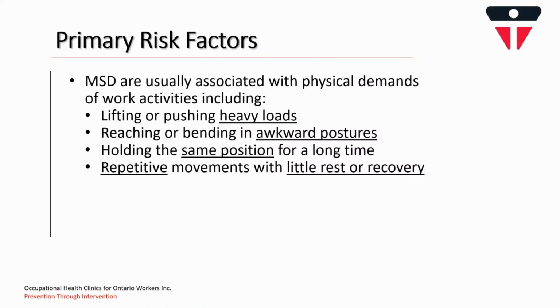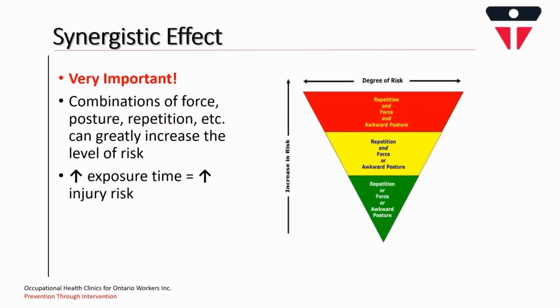So the primary risk factors are generally associated with the physical demands of work activities or just activities in general. Things such as lifting or pushing heavy loads, reaching or bending in awkward postures or deviating from neutral, holding any posture or any position for an extended period of time without rest and without movement, and repetitive movements with limited rest or recuperation time. And it's really important to recognize the synergistic effect or the combination of these risk factors.